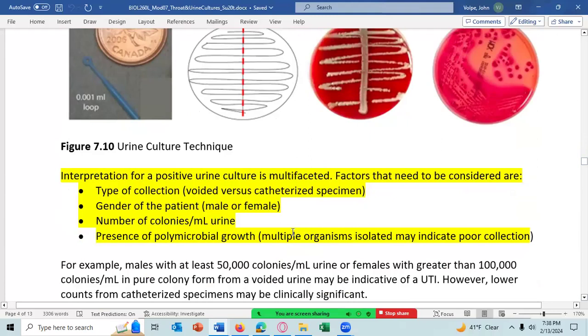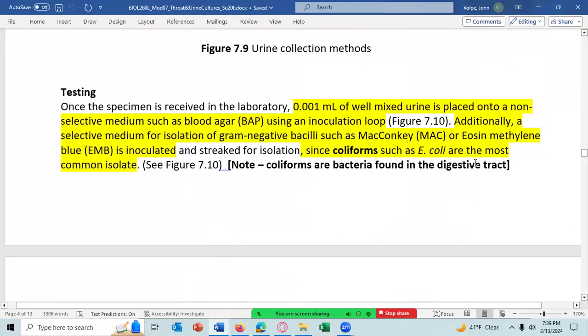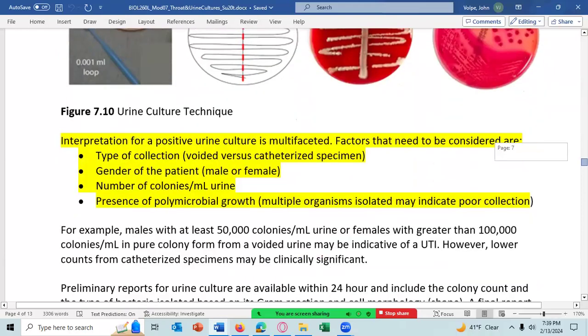The gender of the patient will also determine the number of bacteria seen. Generally, females will shed more bacteria from their urethra than males. And then the number of colonies per milliliter of urine is considered, and the presence of polymicrobial growth. If there are multiple organisms isolated, it may indicate a poor collection technique, like the patient may have done a really poor job of sterilizing their genitals before collecting the urine. Any question about any of that?